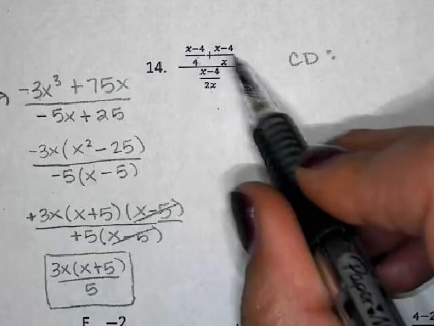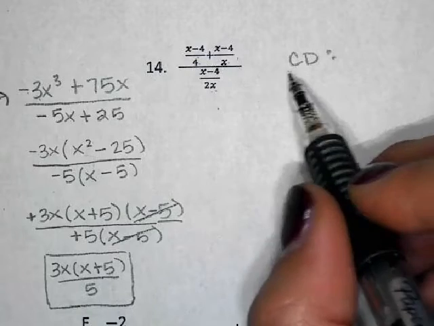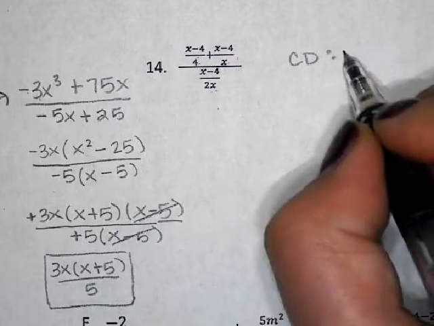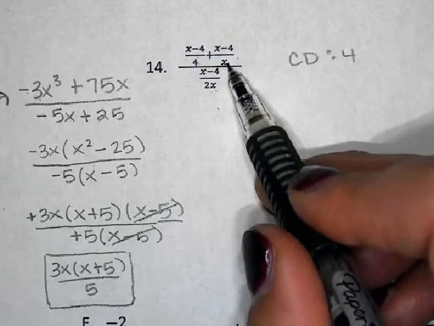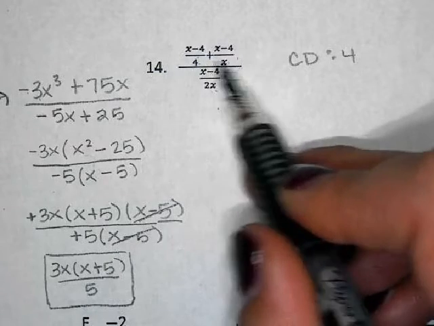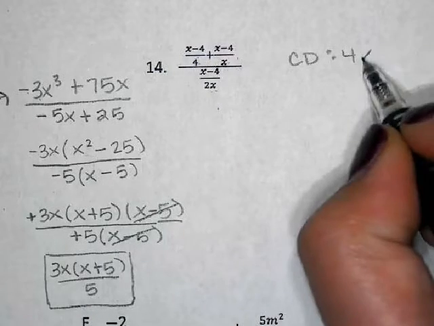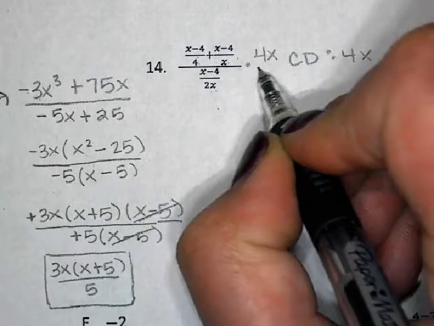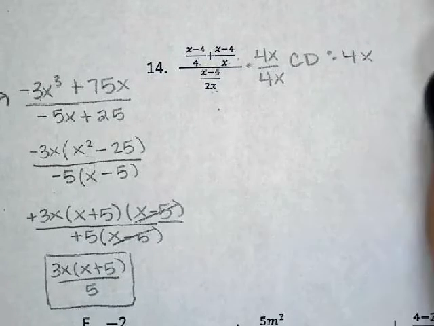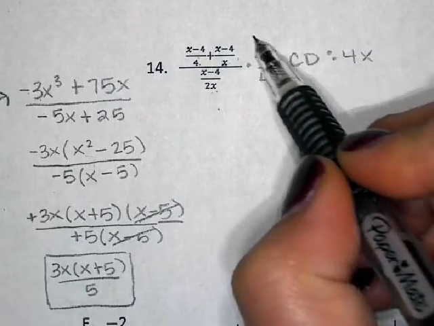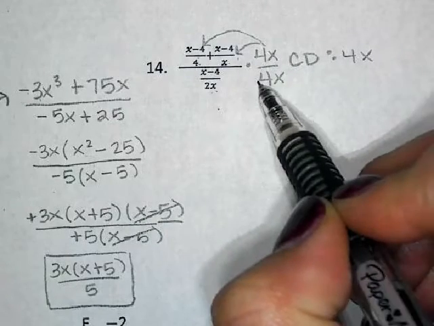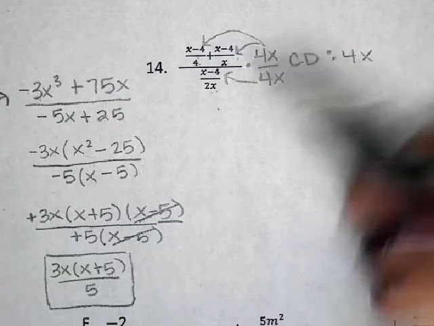4x and 2x. You could use 8, but you don't even need to use 8. You could do something smaller. 4. You can do 4. And what else? X. We need an x. Okay? So we're going to multiply by 4x over 4x. And the 4x on the top is going to multiply by the two fractions on the top. And the 4x on the bottom is going to multiply by the fraction on the bottom.